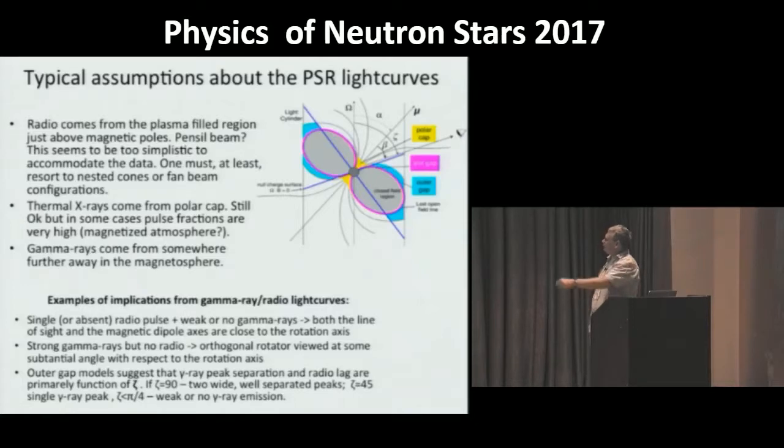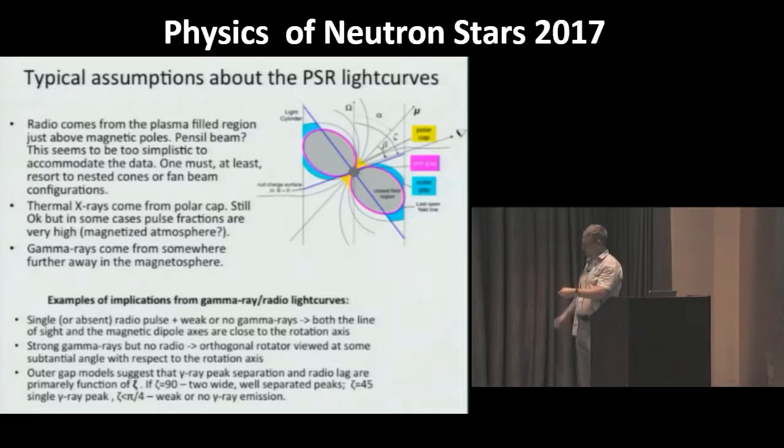Then there are some conclusions that are kind of robust, maybe even regardless of the exact model of magnetospheric emission, right? A single radio pulse and weak or no gamma rays imply that the line of sight and magnetic dipole axis are close to the rotation axis. If you see strong gamma rays, no radio, you're probably viewing an orthogonal rotator at some substantial angle with respect to the rotation axis. Orthogonal rotator means alpha is 90 or close to it. And then one can continue and say that if you see two wide, well-separated peaks in gamma, then this viewing angle is 90. If a single peak, 45, then this angle is 45, and so on.